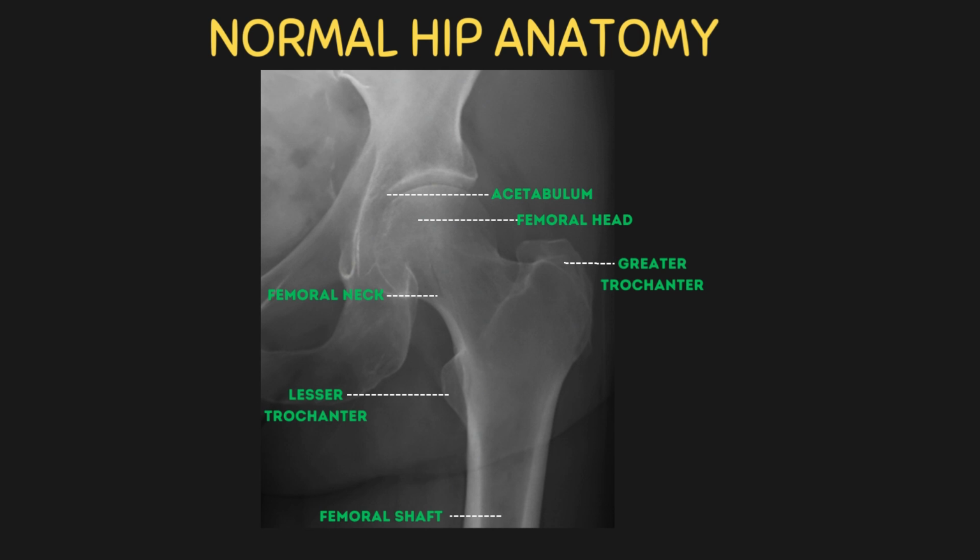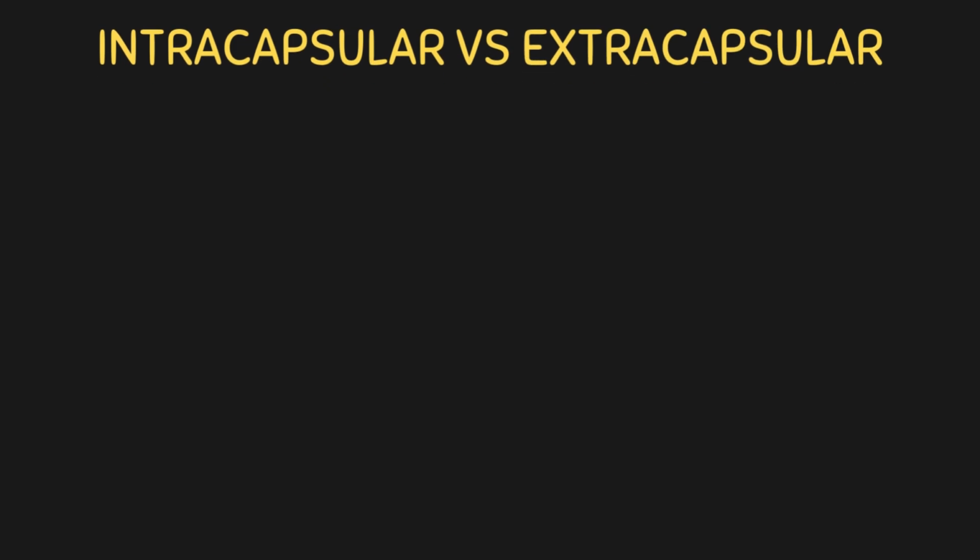Now that we have outlined the basic hip anatomy, let's begin to break down the types of fractures we should expect to see on a hip X-ray. Fractures are classified as intracapsular or extracapsular. This classification is an important tool in the treatment pathway for hip fractures.